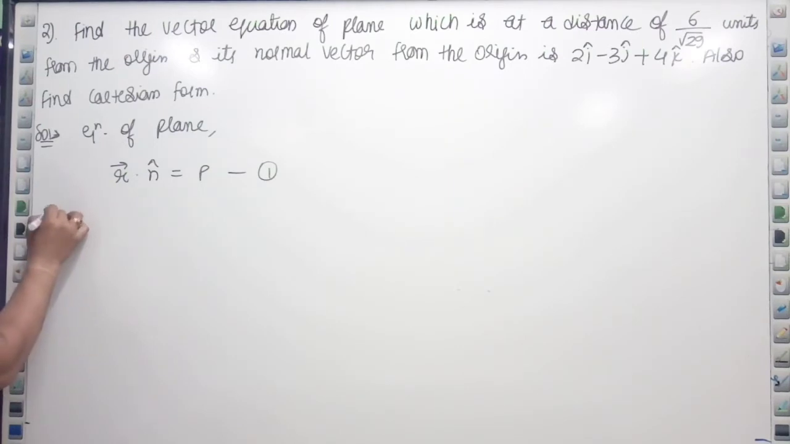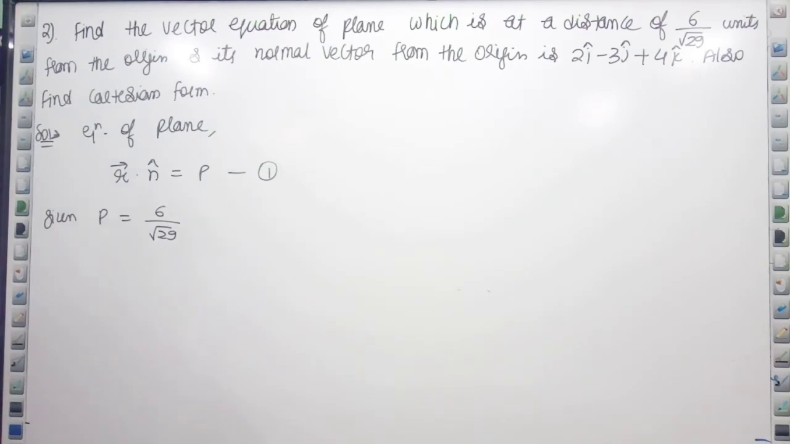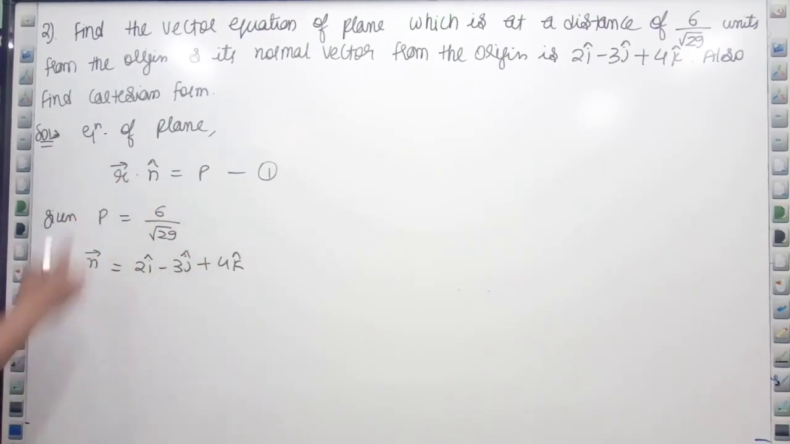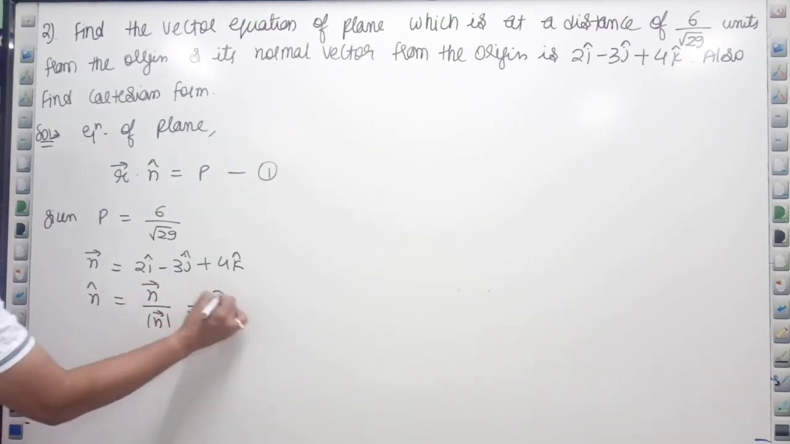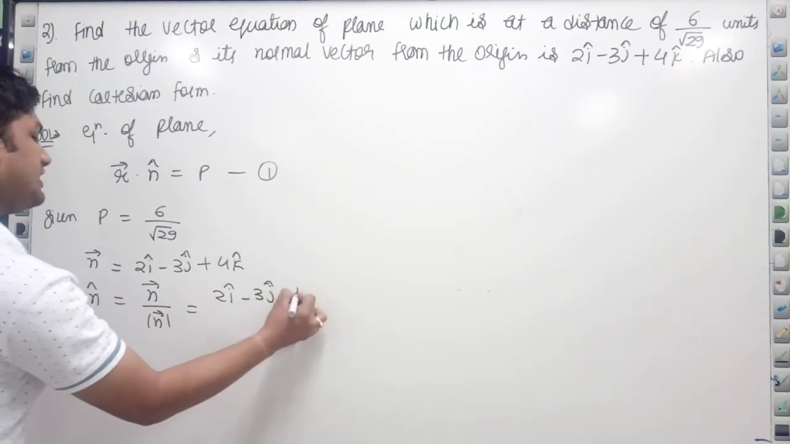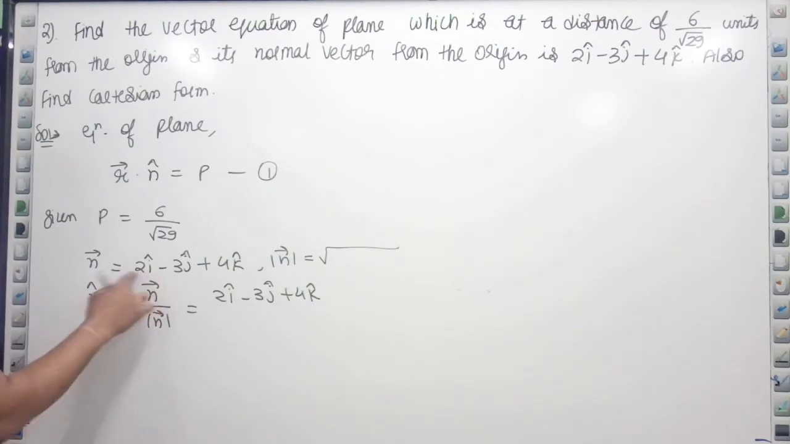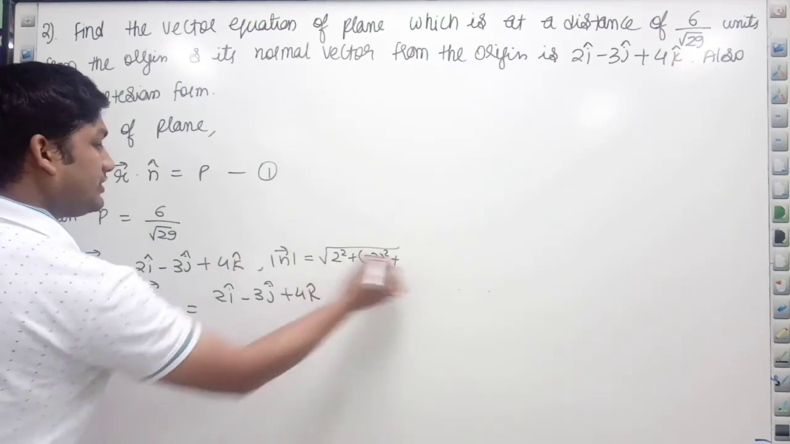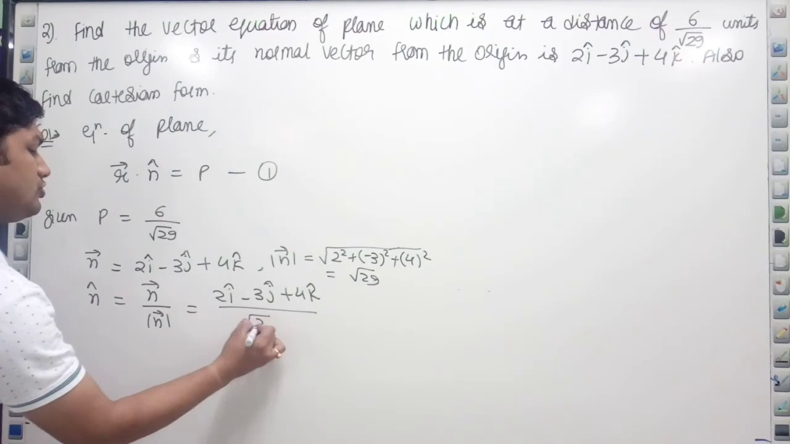Now what is given to us? p is given as 6 upon root 29, right? And the normal vector is given, means n vector is given, that is 2i minus 3j plus 4k. We have to put n cap. So n cap will be what? Unit vector is vector upon modulus, so (2i minus 3j plus 4k) upon modulus n. What is modulus n? Under root, the square of the i component plus the square of the j component plus the square of the k component. So this will be root 29, so n cap is over root 29.